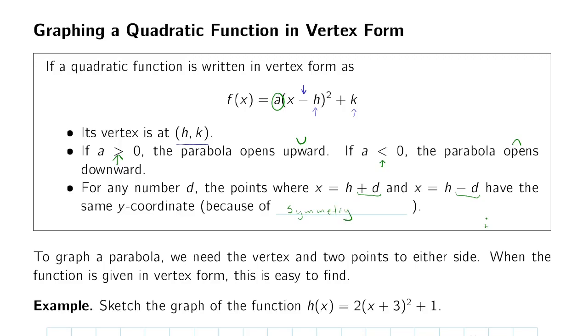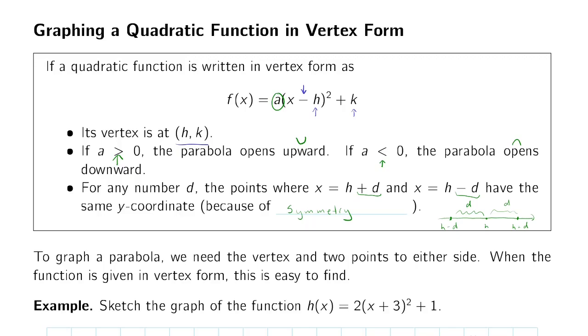So if we have h, and then over here to the left, at distance d, we have h minus d. Over here to the right, at distance d, we have h plus d. Same distance from h, but on either side, those are going to give us the same y-coordinate. Let's look at an example graph, and let's notice these features.